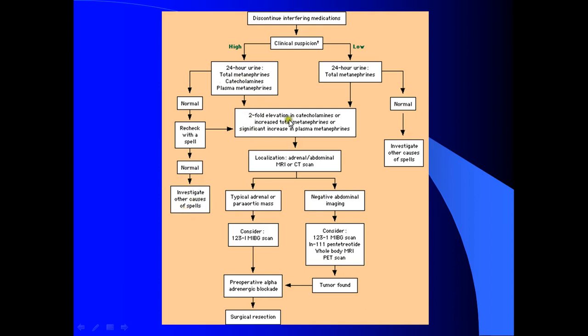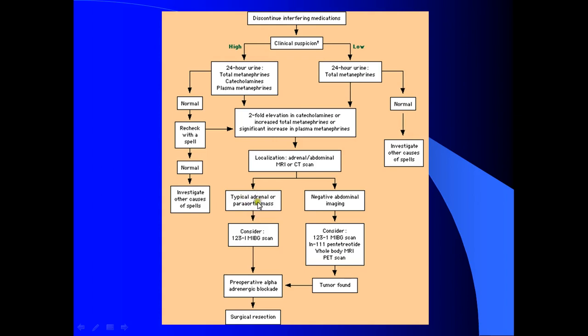If it is twofold elevated in catecholamines, or it was normal initially and you rechecked during a spell and it was twofold elevated, or you had a low suspicion. So if you had a low suspicion, you just do urinary metanephrine levels, and you look at whether it is elevated or not. When they are elevated, then you localize by doing adrenal or abdominal MRI or CT scan, and then you look for an adrenal or para-aortic mass.